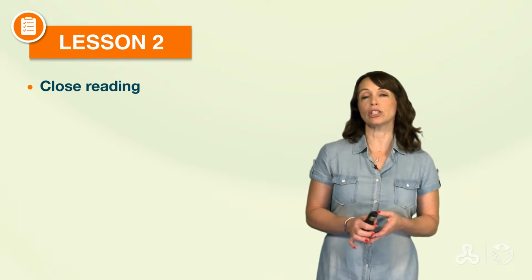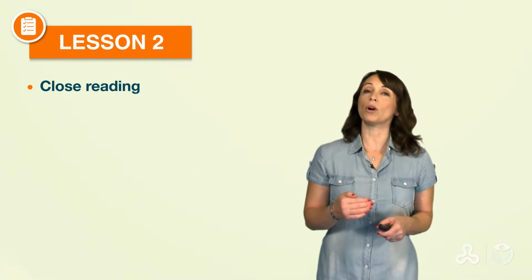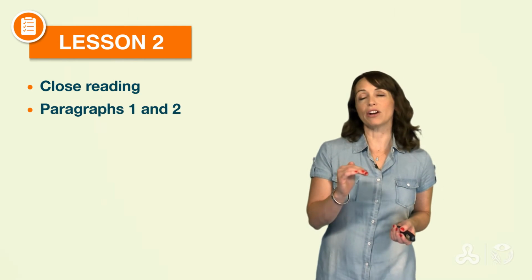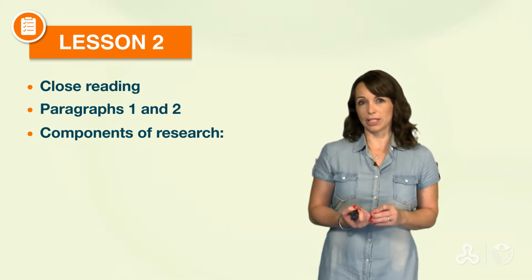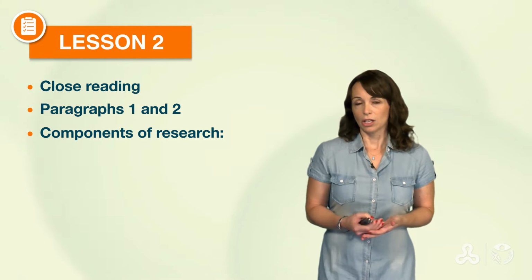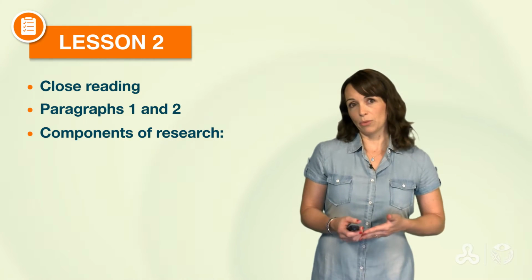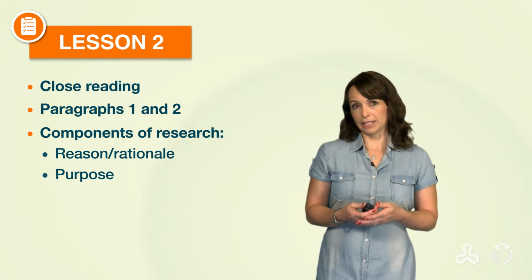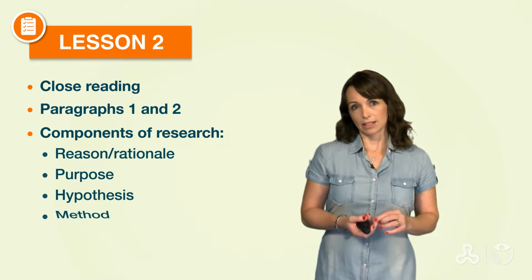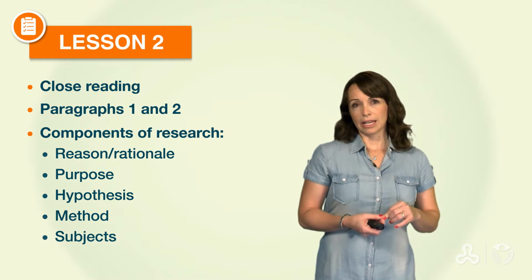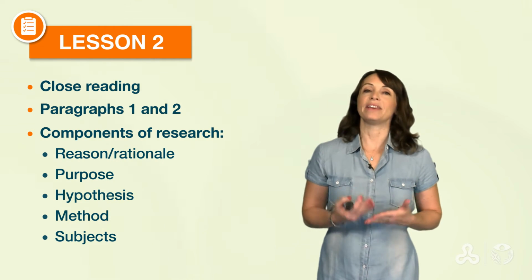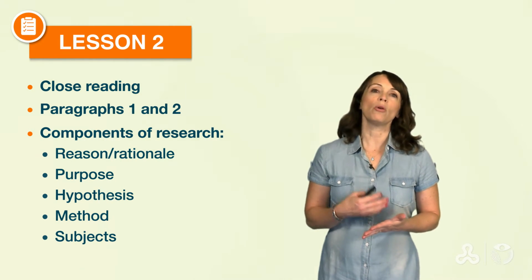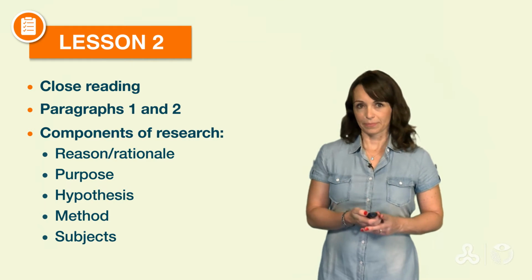So in our lesson today, we are going to do some close reading, which actually means we're going to read a lot more text. We're going to read paragraphs 1 and 2, and we're going to be focusing on components of research, כן? המרכיבים של מחקר. Now, what are they? We have the rationale, the purpose, the hypothesis, the method, and the subjects. Now, if not all of this is clear to you right now, by the end of the lesson, you'll already know what all of these items are. Okay, so don't worry.